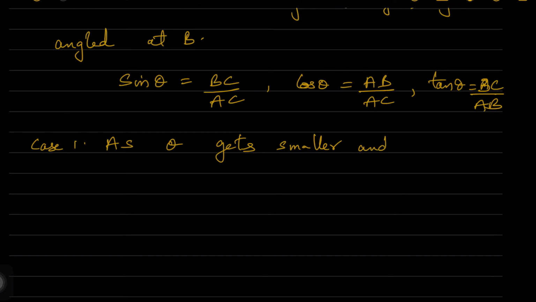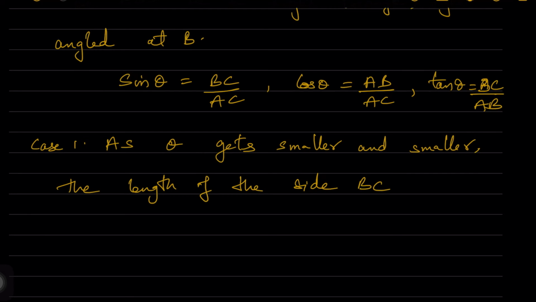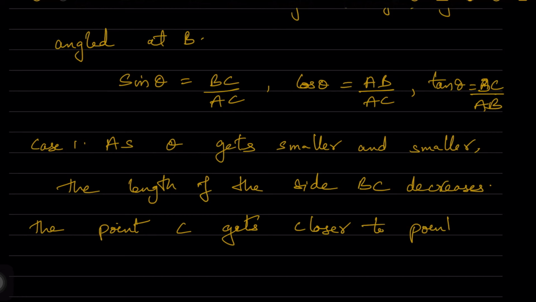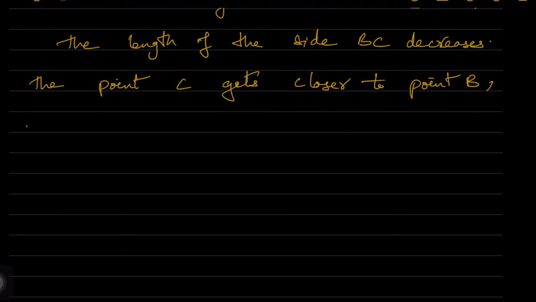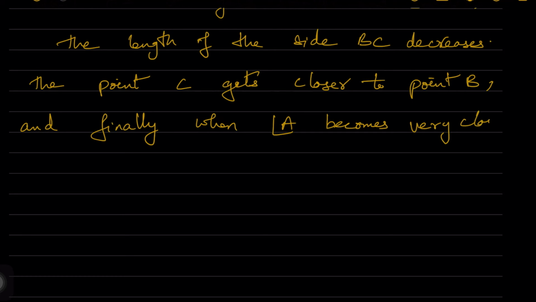now as theta gets smaller and smaller, the length of BC decreases. That means it becomes as a straight line as AB. The difference between this length AC and AB, the difference which is BC, that will start decreasing and it will become AB. So therefore it will come closer, the point C will come closer to B, and finally it gets overlapped with AB.